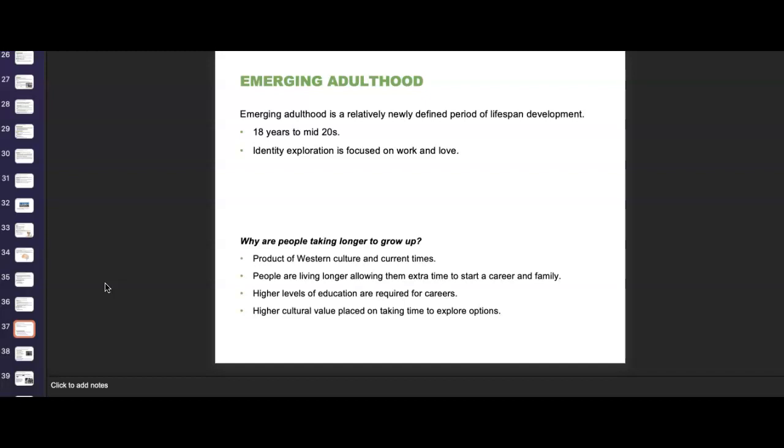And it helps us to answer the question of why are people taking longer to grow up? The reason emerging adulthood became a stage of development was because it was a product of Western culture in current times. People are living longer, allowing them extra time to start a career and family. They're also requiring higher levels of education, right? Many of you may go into career fields that require graduate degrees, meaning you're not just going to college for 4 years, but then you have an additional 2 years of schooling after that.